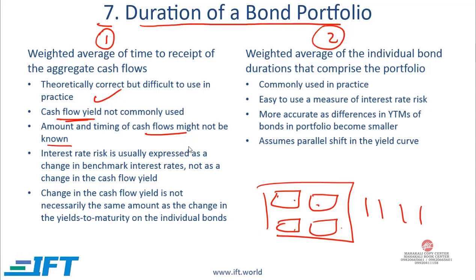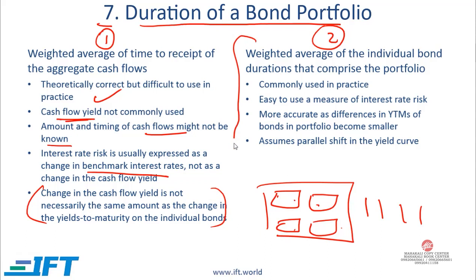might not be known. Interest rate risk is usually expressed as a change in benchmark interest rates, such as government interest rates, and not as a change in cash flow yield. And finally, change in the cash flow yield is not necessarily the same amount as the change in the YTMs on the individual bonds. Just remember the statement, you really don't need to get into too much detail.